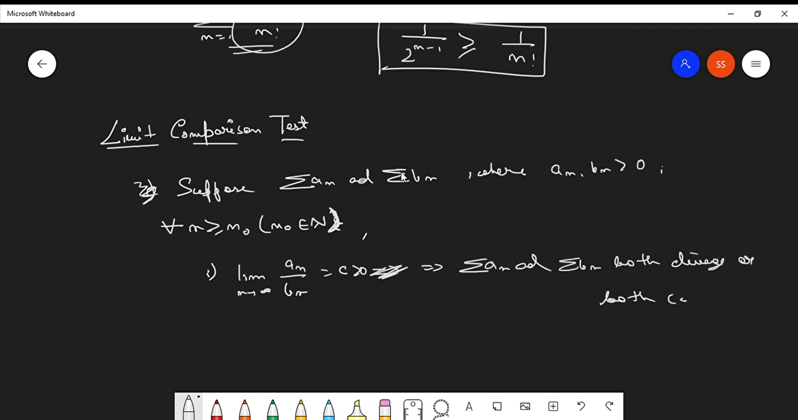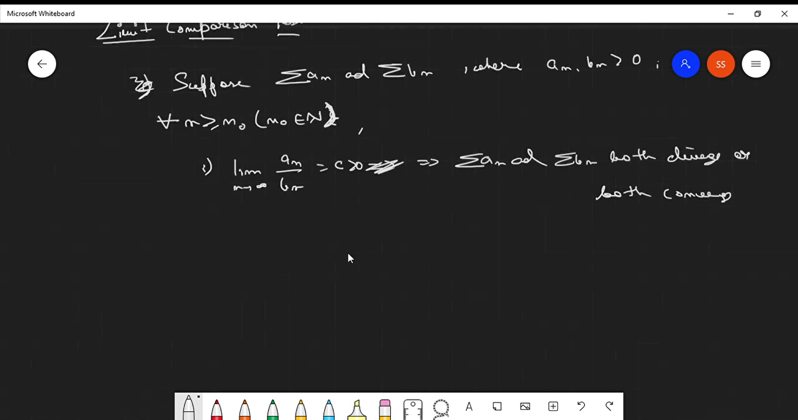So if we have two series an and bn, and the limit of an over bn when n tends to infinity is c, which is a positive number, then either both series will diverge or both will converge. This is the first one. Let's check the next one. The next one says limit n tends to infinity an over bn equals 0.